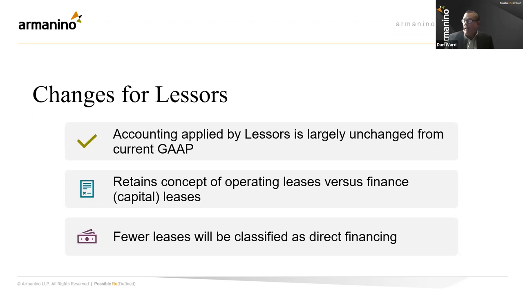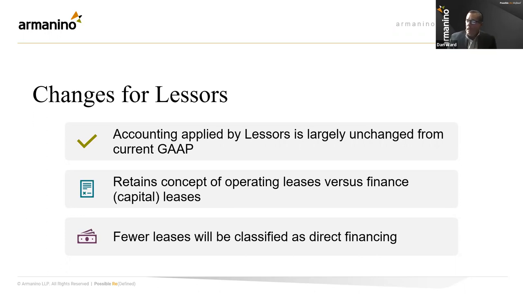A lessee that is not a public business entity can elect by class of underlying asset to use a risk-free discount rate determined using a period comparable to the lease term as the discount rate for the lease. So I would expect most of these to be elected upon adoption, and it will matter, as we see later on, because of garbage in, garbage out. When you have a solution, you need to have all these practical expedients and accounting policy elections lined up before you start.